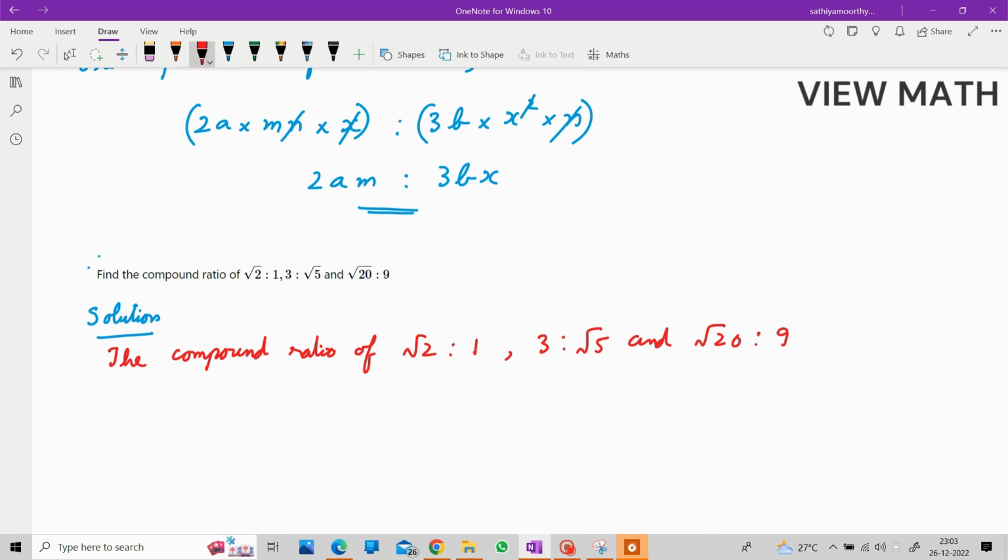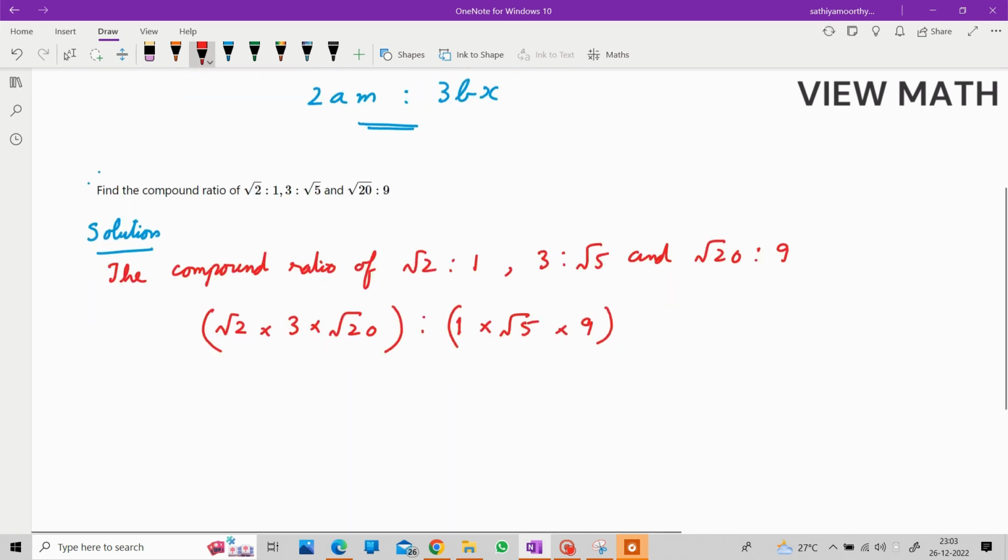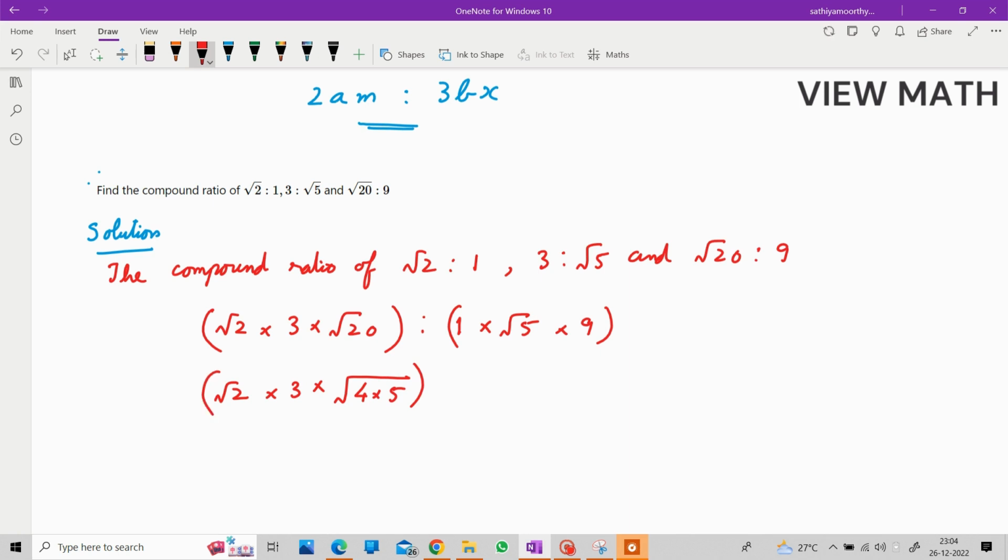Let me multiply all the antecedents: square root of 2 into 3 into square root of 20 is to the consequents, 1 into square root of 5 into 9. Now I have to simplify this. I can write square root of 2 into 3 into square root of 20 as 4 into 5, is to 1 into square root of 5 into 9.